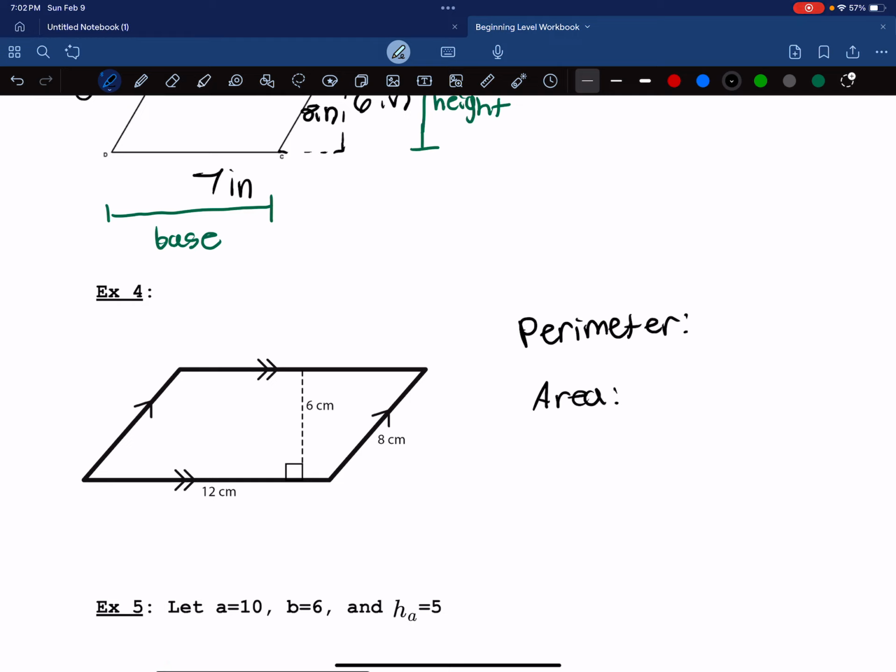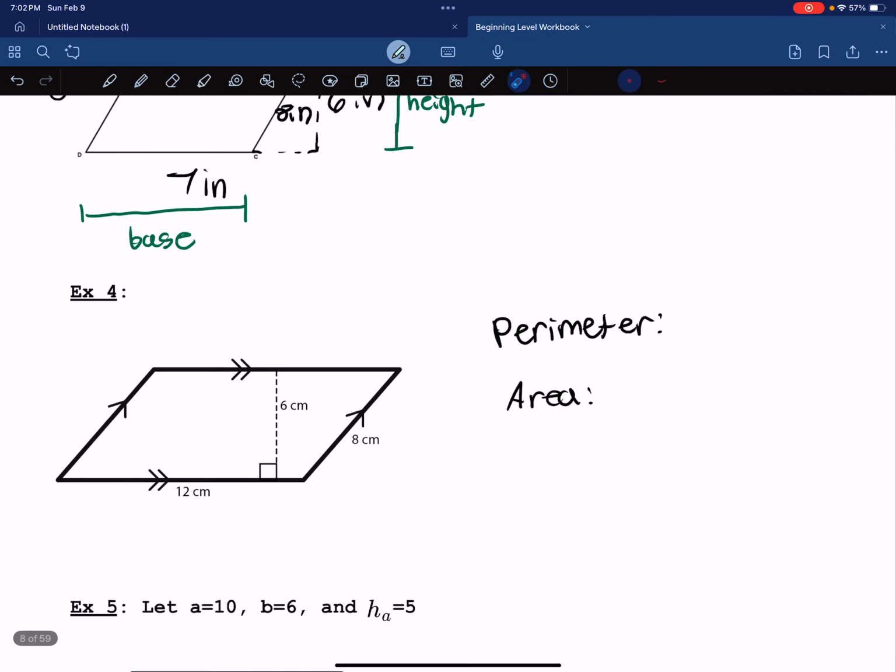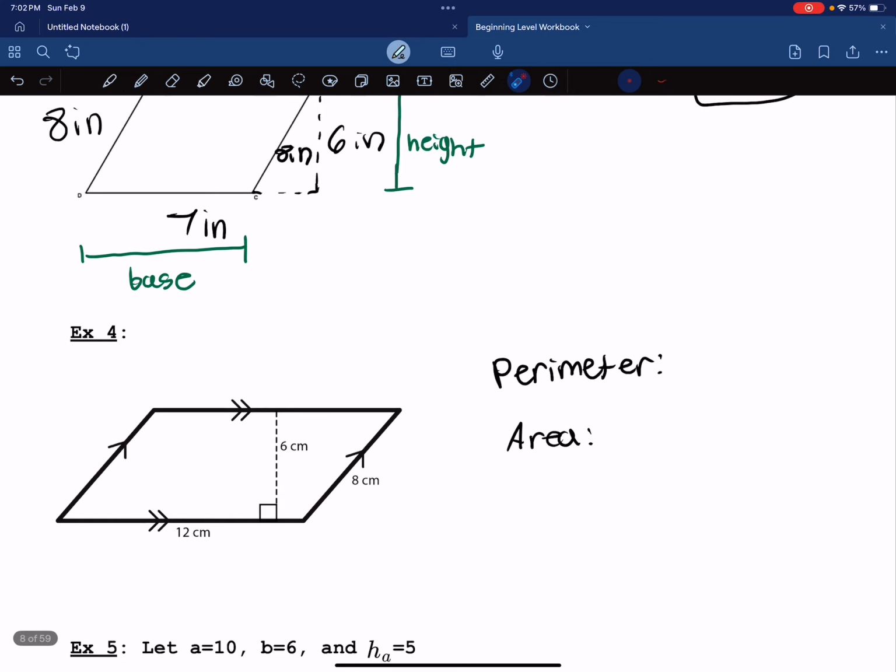So let's see. These arrows here, don't let this confuse you. These arrows are just indicating to us what sides are equal to each other. If you notice here, this has 1 arrow, and this side also has 1 arrow. So the sides with just 1 arrow are equal. So we know that this side is equal to this side. So it's going to be 8 centimeters. And then the sides with the 2 arrows are equal to each other. So we know that this side here is also equal to that side on the bottom. So it's going to be 12 centimeters.